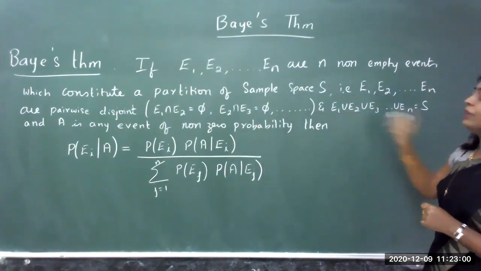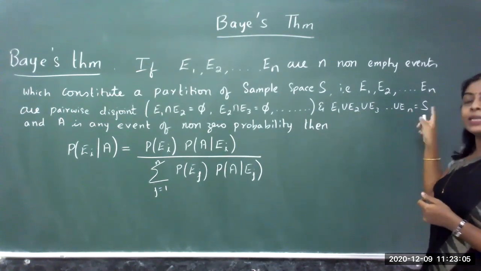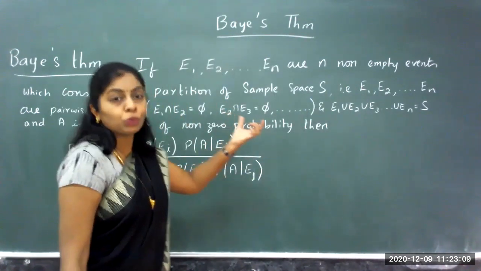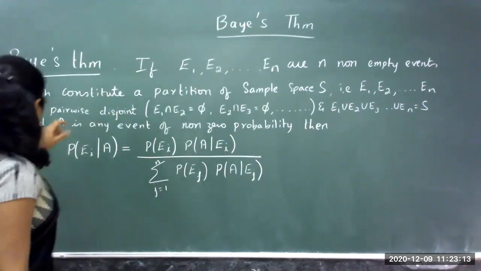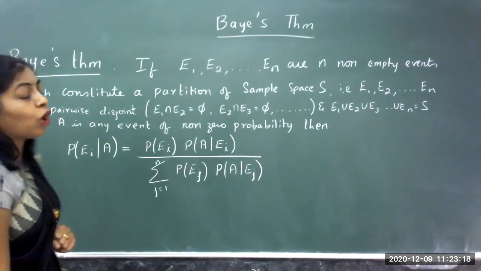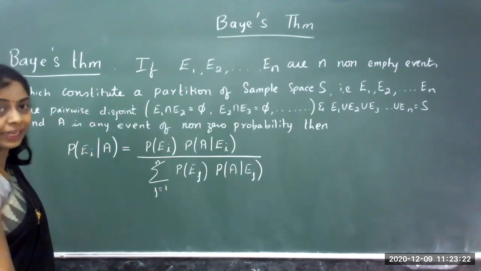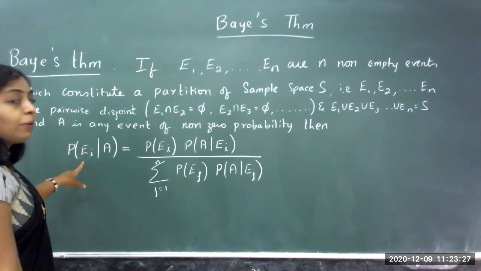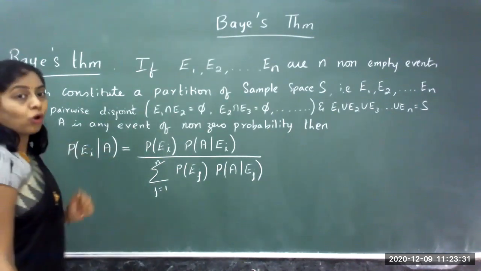And the union of E1, E2, E3, and so on up to EN is the sample space. That is, when I put all the sets together, it is nothing but the sample space. And E is any event of non-zero probability. They define one more event A of non-zero probability. Then the probability of event Ei, when event A has already occurred.